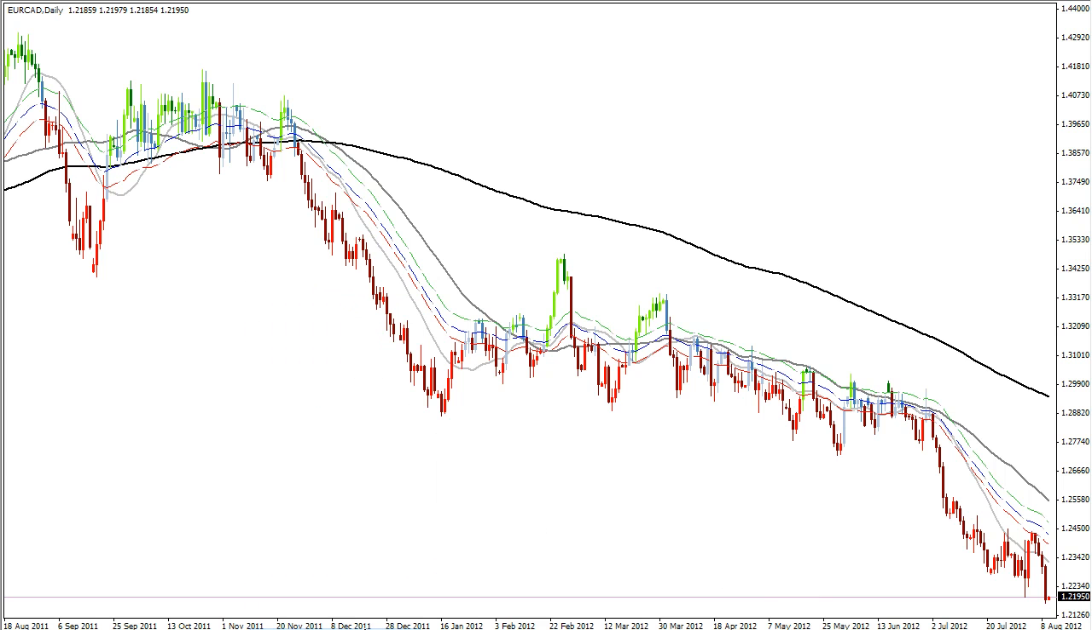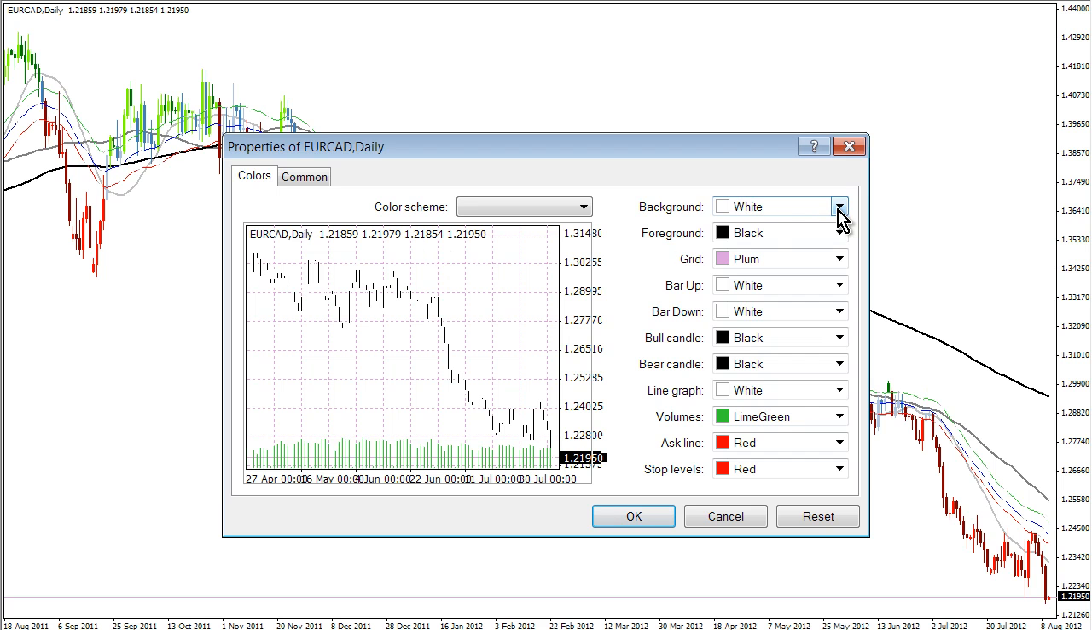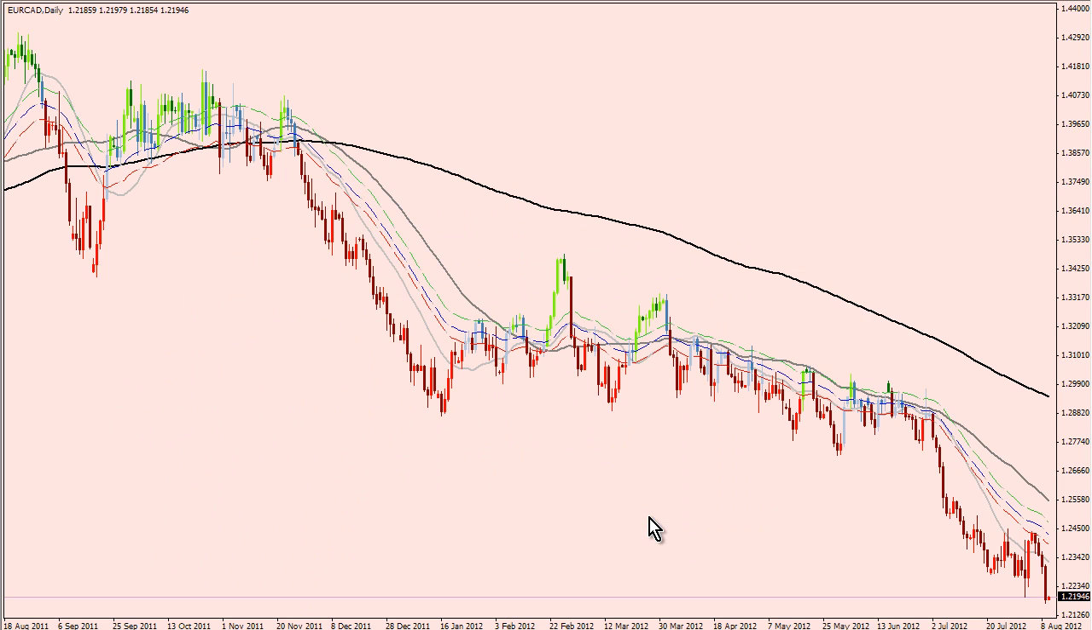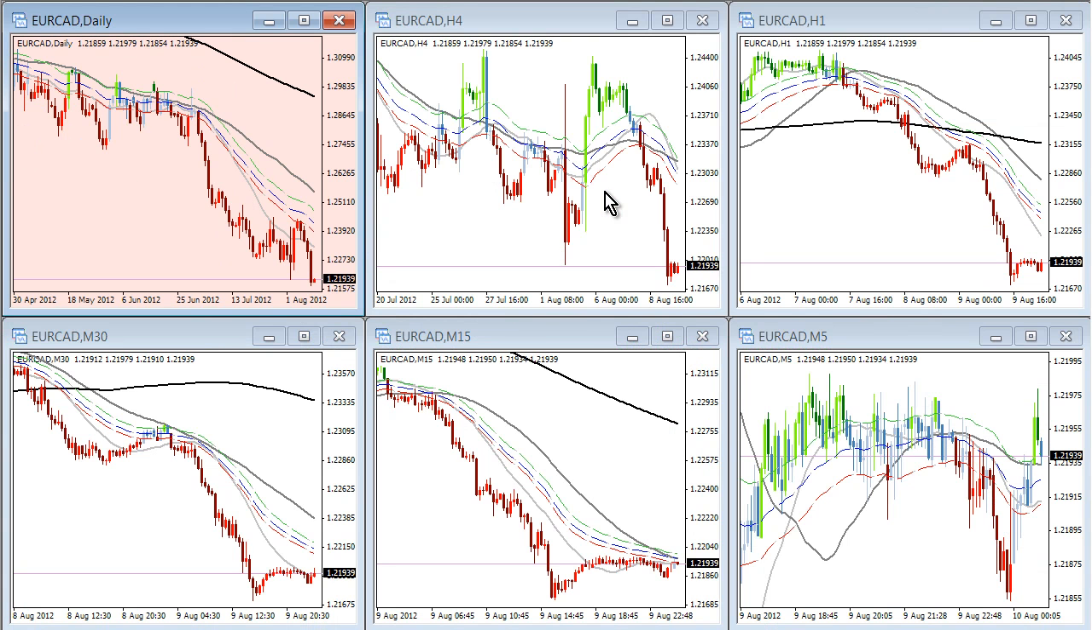But for the future, I use a misty rose background. Bearish directional bias. Does it make the list? Absolutely. Euro loonie makes the list.